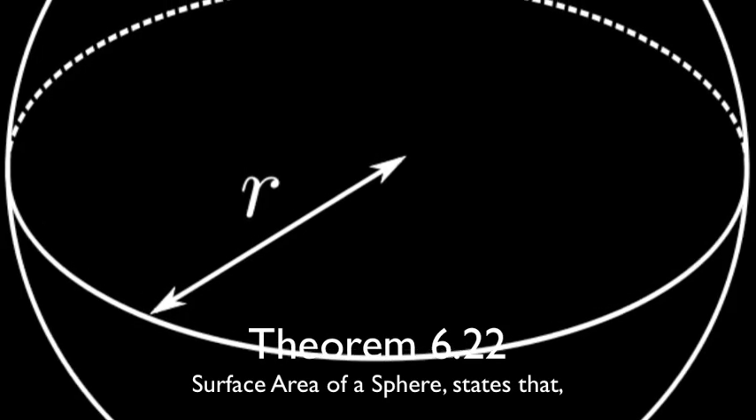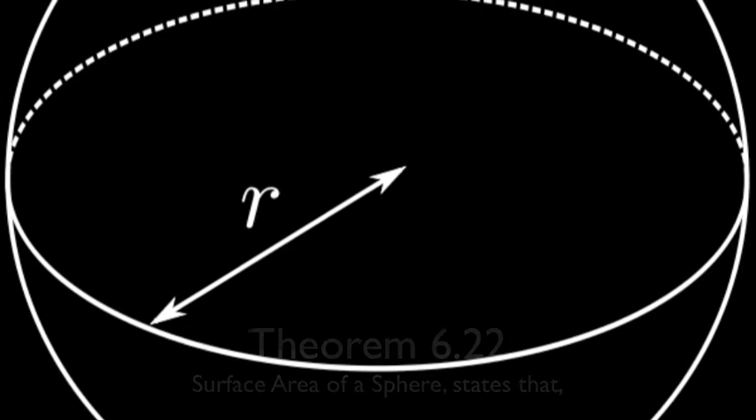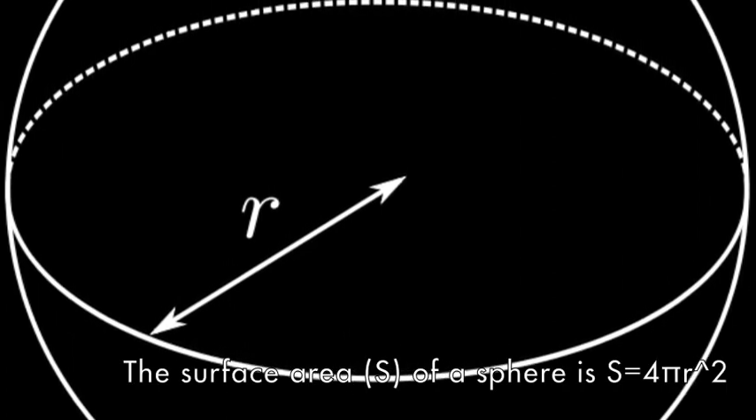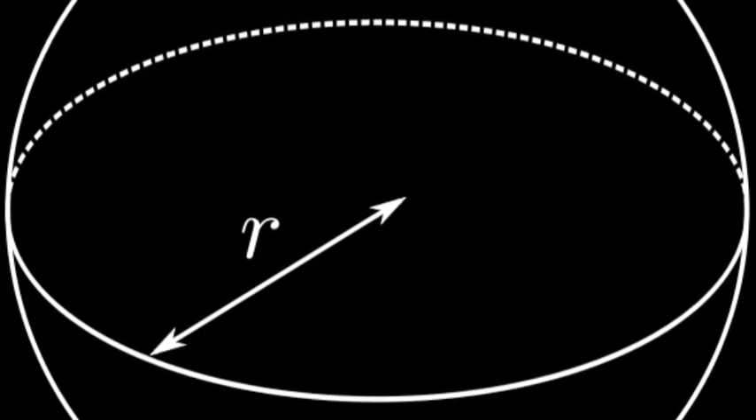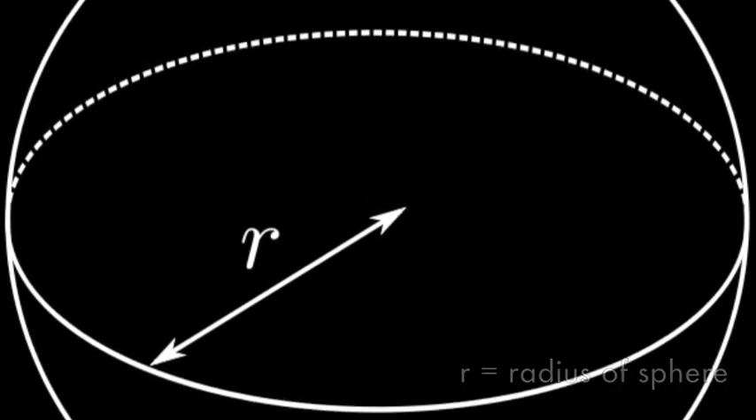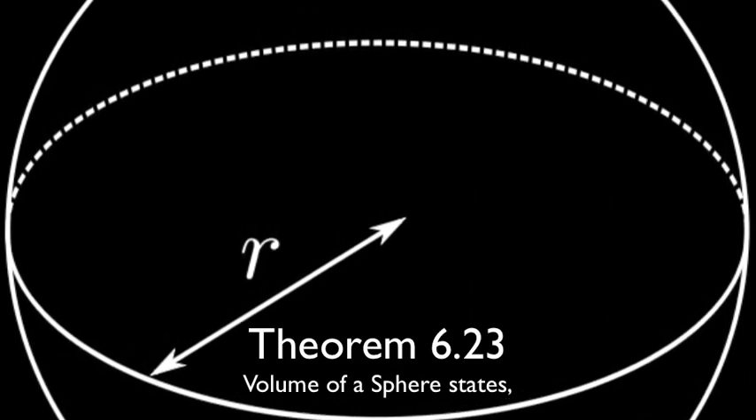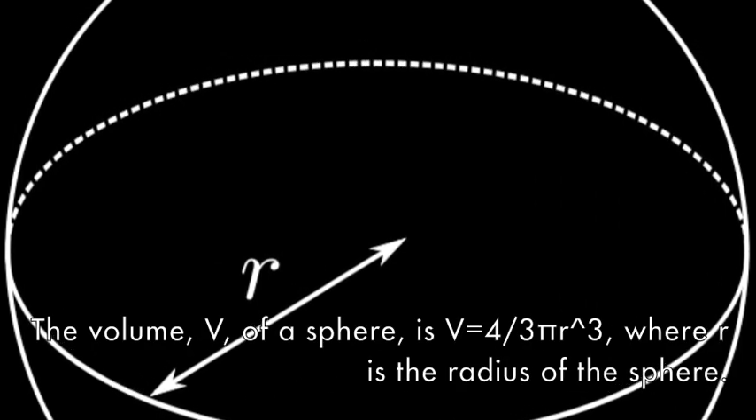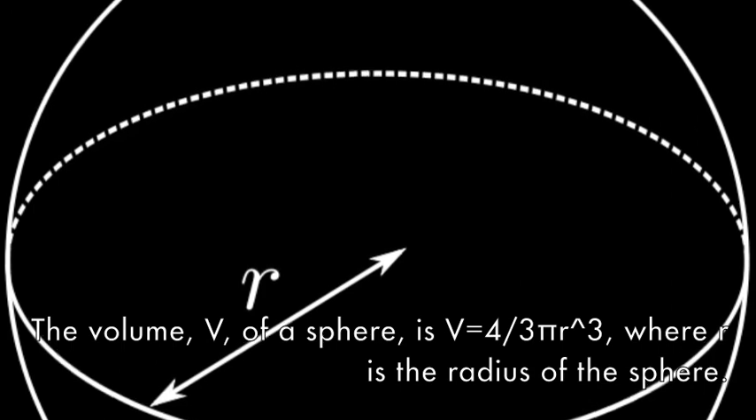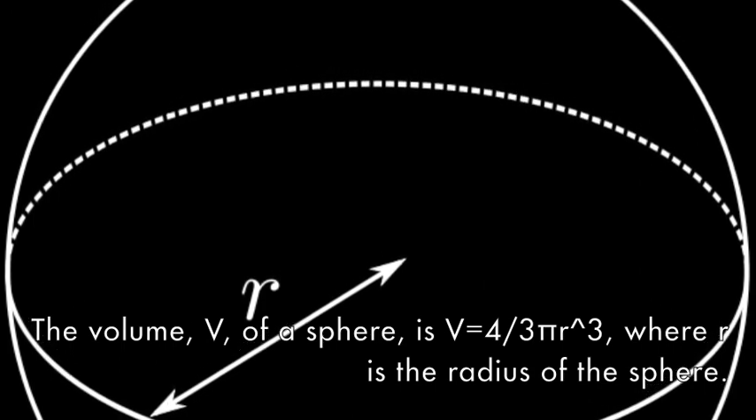Theorem 6.22, surface area of a sphere, states that the surface area S of a sphere is S equals 4 pi r squared, where r is the radius of the sphere. Theorem 6.23, the volume of a sphere, states the volume V of a sphere is V equals 4/3 pi r cubed, where r is the radius of the sphere.